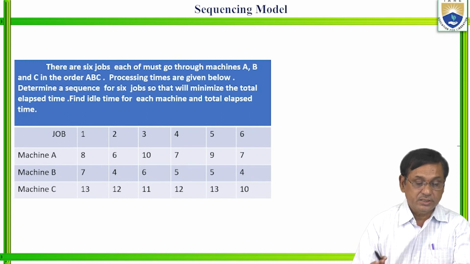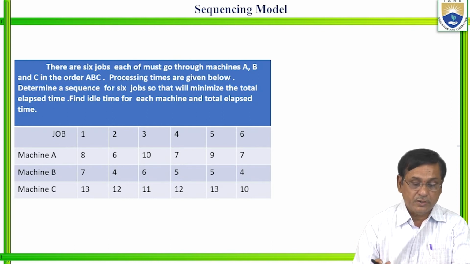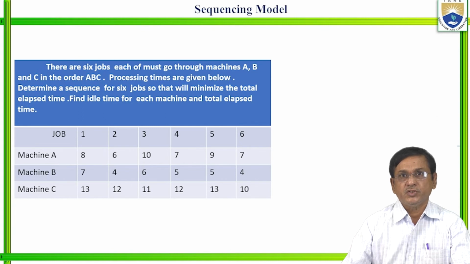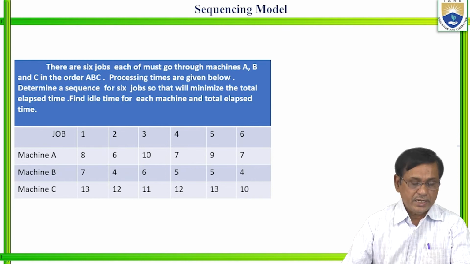Now consider these jobs. There are 6 jobs. Each job must go through machines A, B and C in the order ABC. Processing times are given below. Determine a sequence for the 6 jobs so that it will minimize the total elapsed time. Find the idle time for each machine and the total elapsed time.